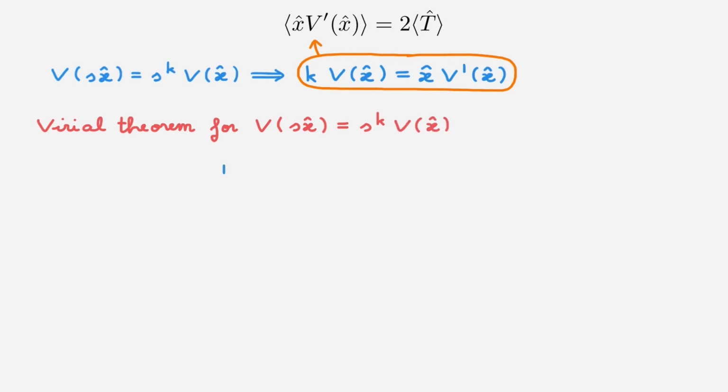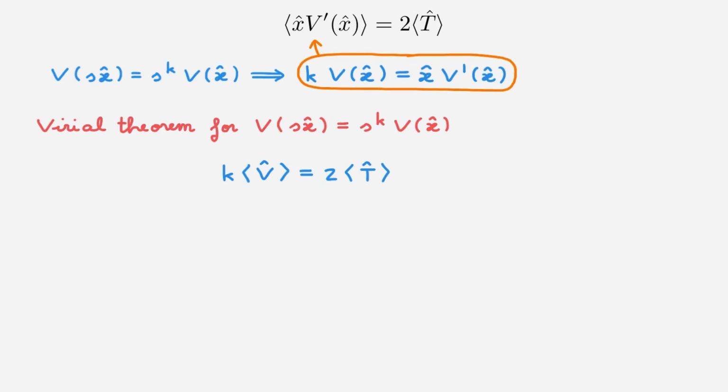We have that k times the expectation value of the potential energy is equal to 2 times the expectation value of the kinetic energy. As promised, this new expression provides a simpler form for the Virial theorem in the special case when the potential is described by a homogeneous function.